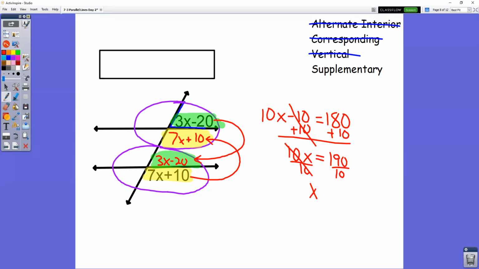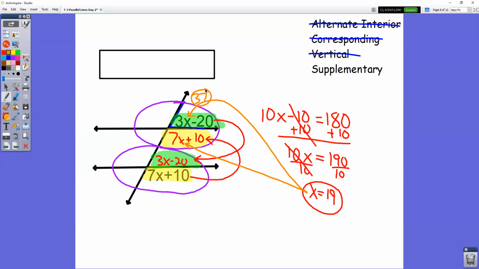And you get x equals 19. 19 is not your angle measurement. We need to take 19 and sub it in for x, and sub it in for x. It doesn't matter which one you sub it into, as long as it's one of each of the angles. So 3 times 19 minus 20 is 37 for this upper angle.